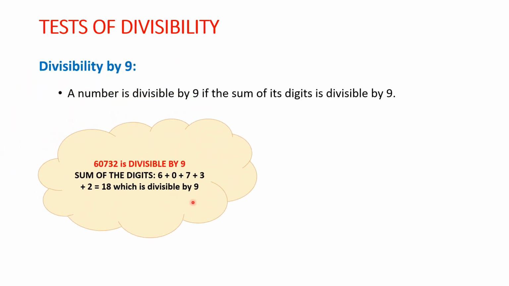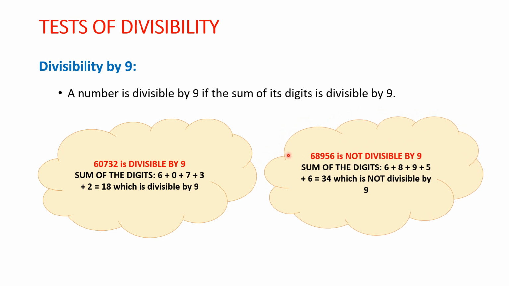Let's take an example. Let's consider the numeral 60732 and it is divisible by 9. Why? Because first we can find the sum of the digits, and the sum of the digits is 18, and 18 is divisible by 9. So the given numeral 60732 is also divisible by 9.